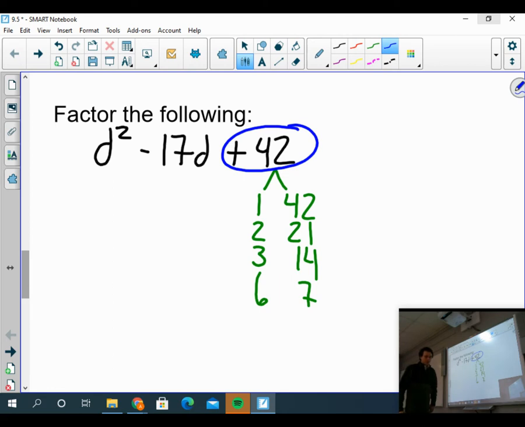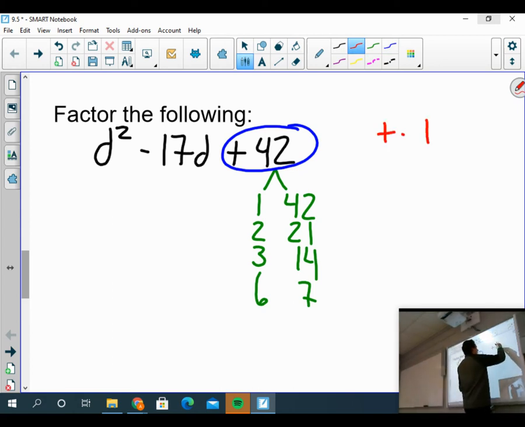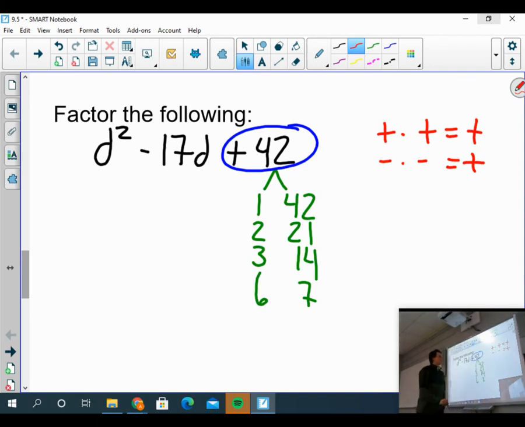Now think about this, pause the video and think about, how can I multiply two numbers together and get a positive without them both being positive? Seems like a silly question, but how can I multiply two numbers together and get a positive without both the numbers being a positive? Well, what I hope you're remembering is, yes, positive times a positive equals a positive, but I also can do negative times a negative equals a positive.